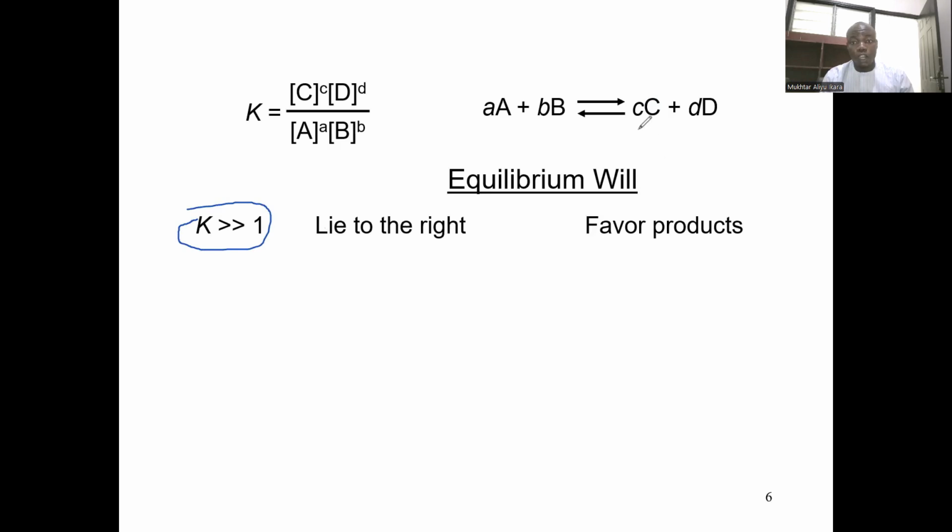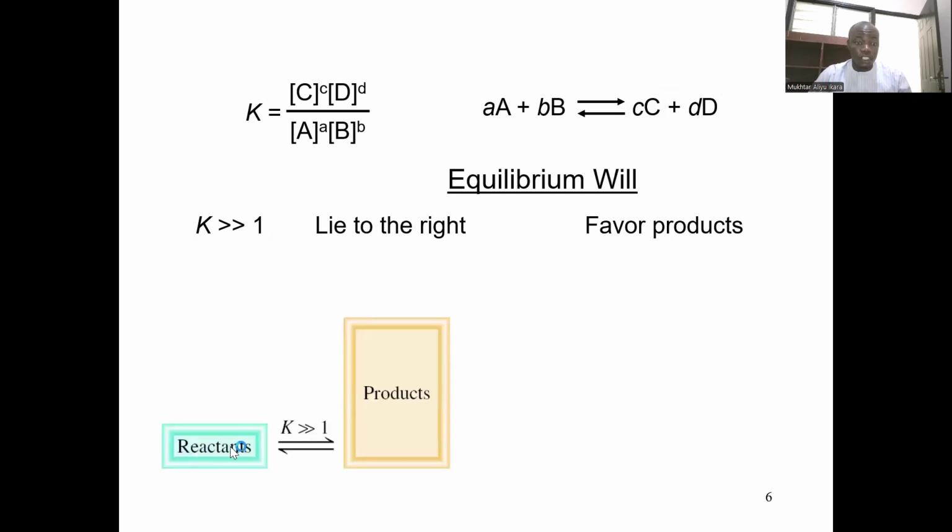It means that it will favor the product formation. And what is the product in this reaction? This is the product. So it means that the reaction will move toward the right, that is, form more of the product. And of course, you see, this is the reactant. So when Kc is greater than 1, it means that it will produce more of the product. So that is why we have a bigger product like this.